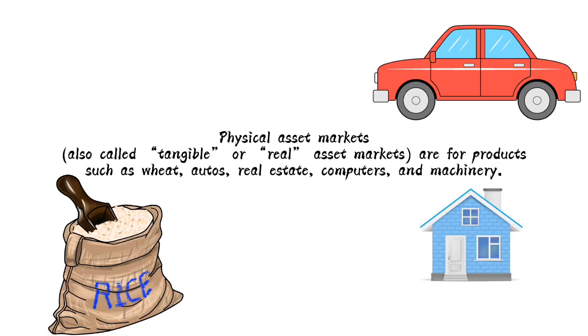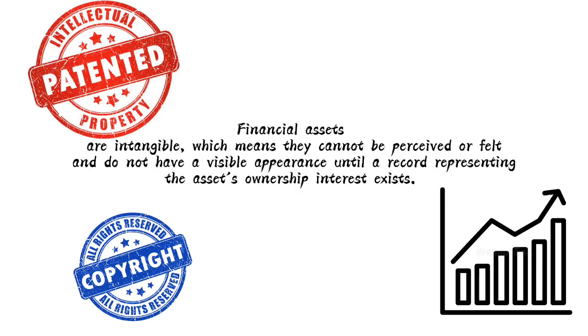Physical assets are also called tangible or real asset market. It is goods in the economy. Financial assets are intangible, which means they cannot be perceived or felt and do not have a visible appearance until a record representing the asset ownership interest exists.